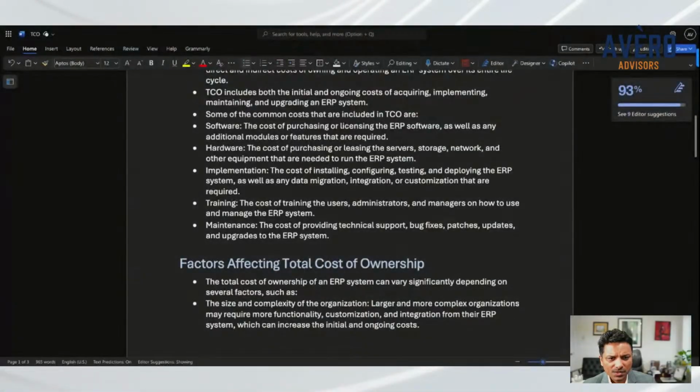The things that you think about when you first talk about implementing an ERP system is software. What is the software going to cost you? That's the easy one, right? Because that's the thing you're buying. The second thing is hardware, the cost of purchasing or leasing the server.